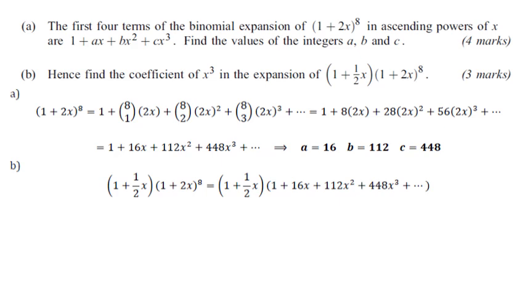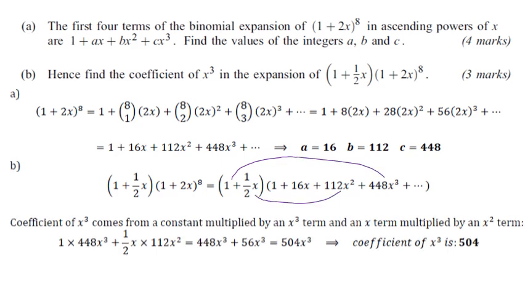But we don't actually need to look at all 8 terms because we only care about the coefficient of x cubed. So we've got to ask ourselves, where does the x cubed term come from? Well, there's only a couple of places it can come from. A constant multiplied by an x cubed term and an x term multiplied by an x squared term. So that's how we finish. We can do the 1 times the 448x cubed, or we do the half x multiplied by the 112x squared. Those combine to give us 504x cubed, so the coefficient of x cubed is 504.